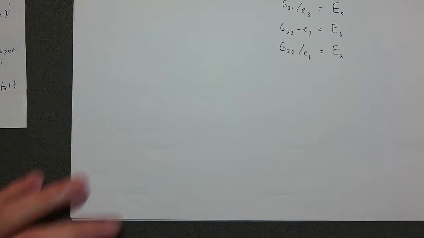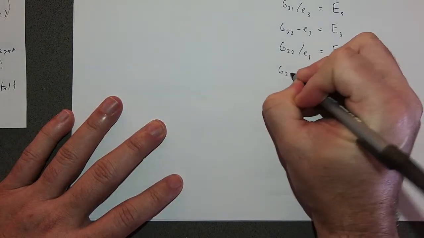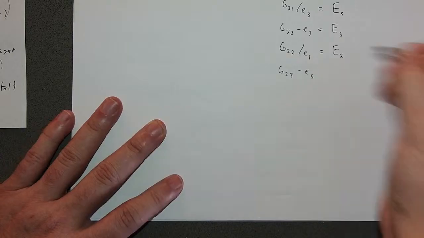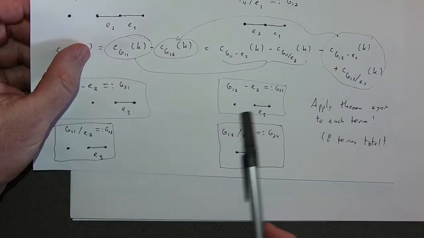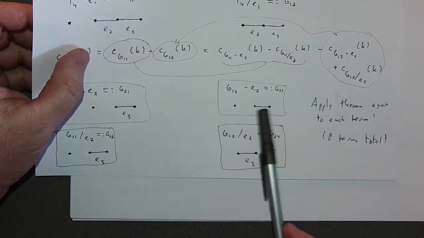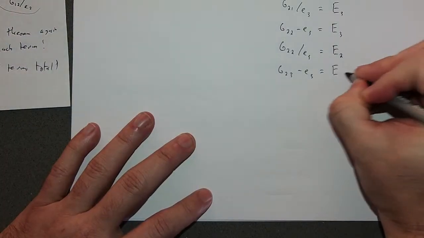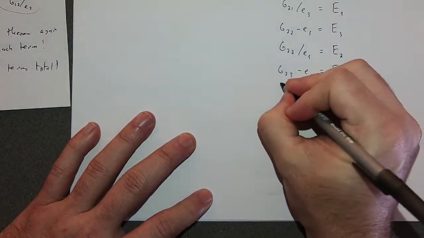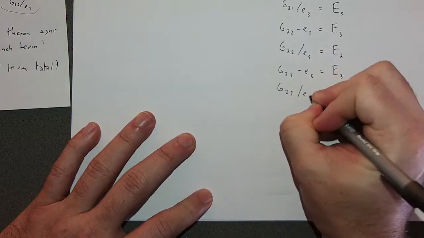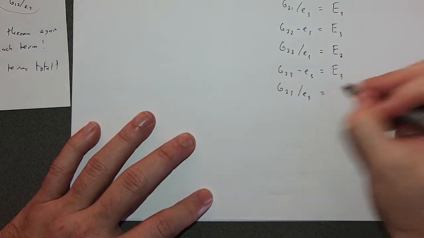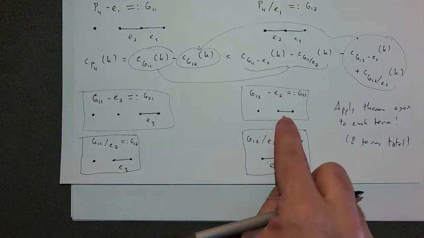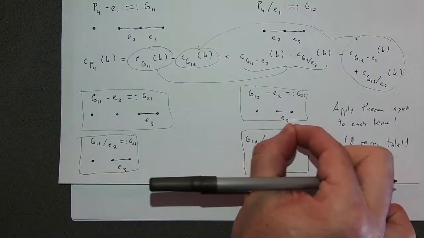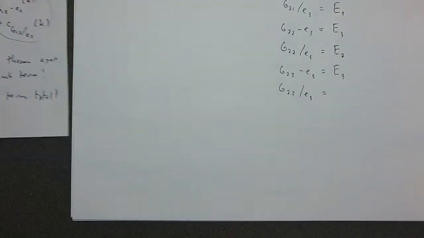Okay, let's move on to G23. G23 minus E3 is what? Here's G23 minus this last edge, the empty graph on three vertices. G23 with the last edge collapsed is, again, because this is the same graph, we already knew this. Take E3, delete it, identify the end vertices. This is the empty graph on two vertices.